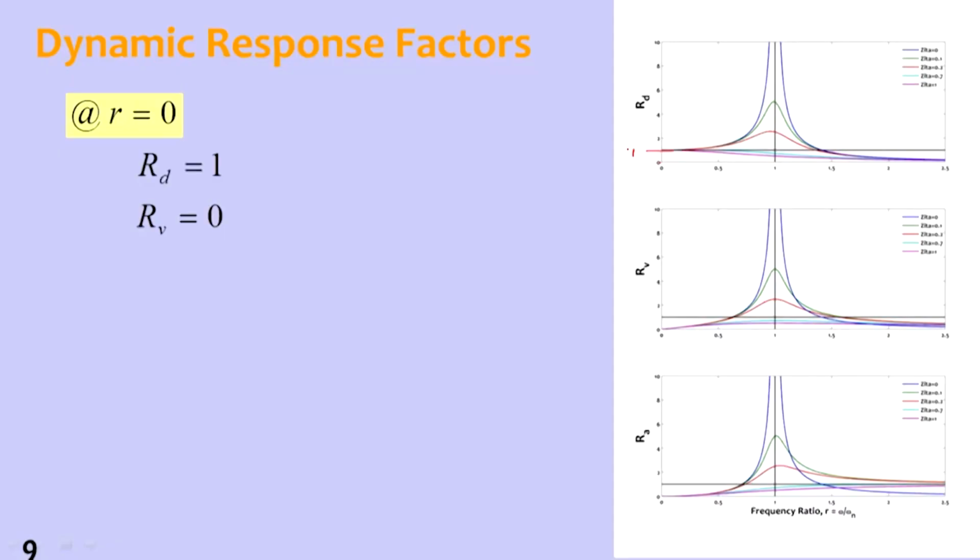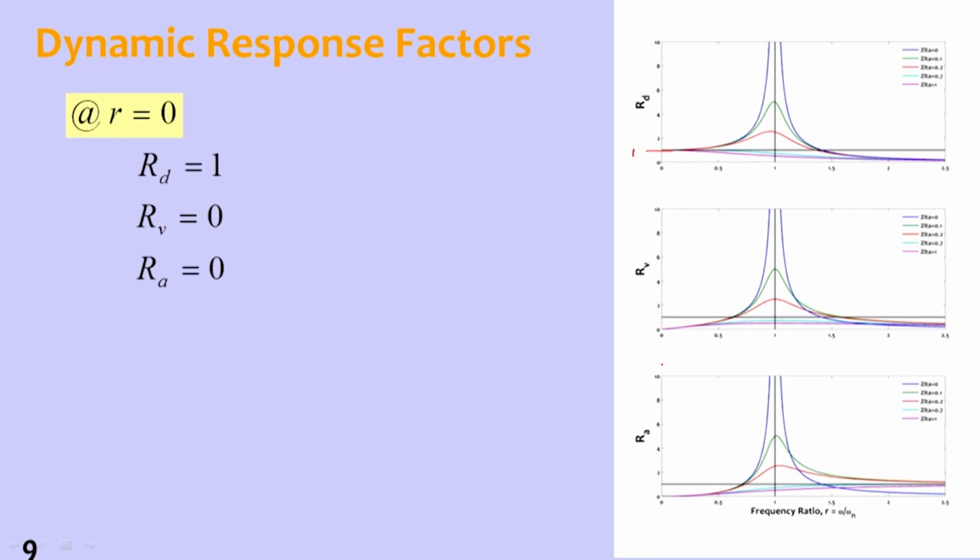If you look at Rv, the velocity, since the mass is not moving, the force is not moving, Rv will be 0, and similarly Ra will also be 0. So at r equal to 0, at lower frequencies or at rest condition, omega by omega n, where omega is 0 or nearly equal to 0, we get r equal to 0.